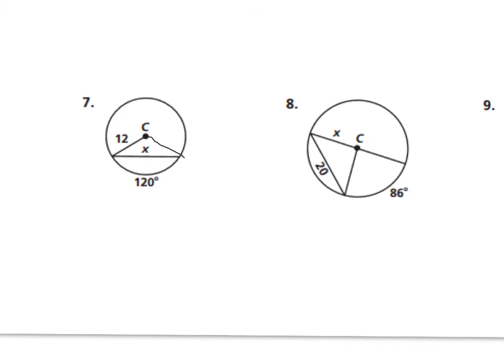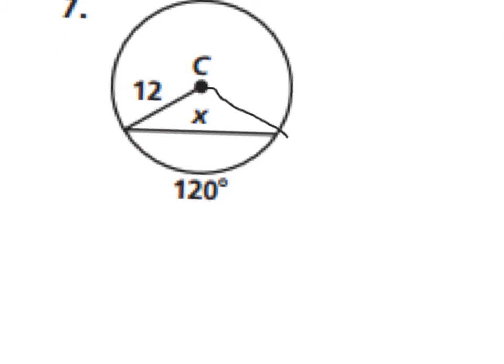So what I would do is I would drop down a 90. This has to be 12. This has to be 60 because it's half of 120. So this angle has to be 60 because this whole thing is 120. So if this is 60 and you know the hypotenuse is 12, you can do a special right triangle to figure out what this side is and this side is, and then you double it.